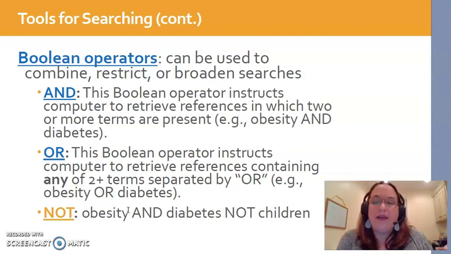If you want either or, you put or. Sometimes not can be helpful, especially if you're wanting to find specific populations or screen out specific populations. So for instance, if you're wanting to look at adult diabetes, you could type in obesity and diabetes, not children or not pediatric. And that way it's not going to pull up things that have that word as its heading.